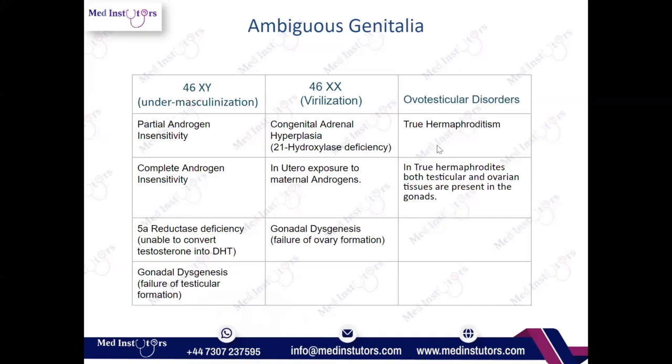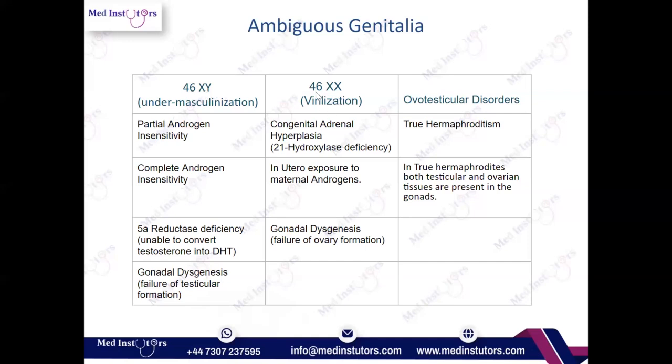So this is a table. You may remember, in cases of a baby boy who has the genetic makeup of 46XY genotype, the conditions which may lead to ambiguous genitalia are partial androgen insensitivity, complete androgen insensitivity, 5-alpha reductase deficiency, or gonadal dysgenesis. So these are the conditions which lead to ambiguous genitalia in a male baby, or a baby who has genotype XY.